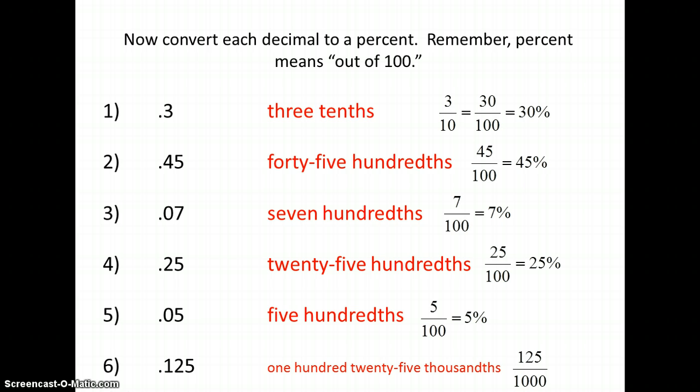Now when I get to number 6, I notice that 1,000 is much larger than 100. But I can still turn 1,000 into 100 by dividing it by 10, because 1,000 divided by 10 is 100. So if I divide the denominator by 10, I also have to divide the numerator by 10. 125 divided by 10 is 12.5. 12.5/100 is 12.5%, and we can have half percents.